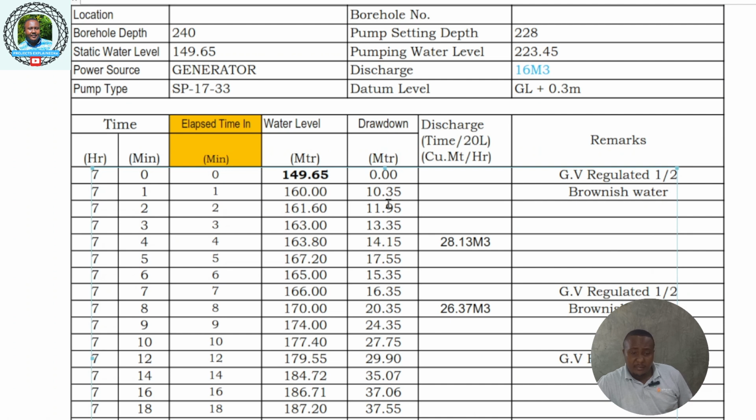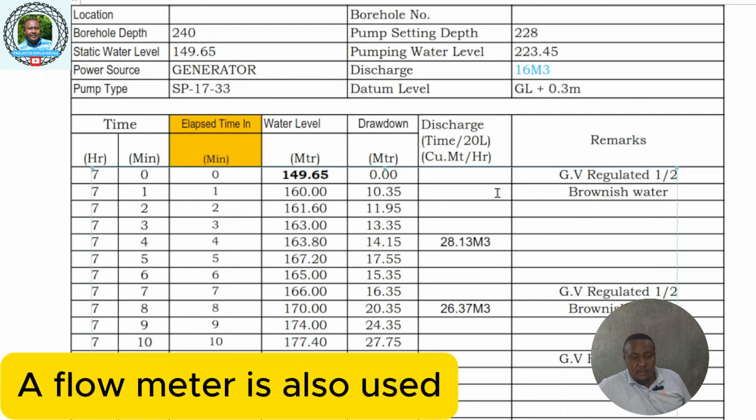The drawdown is the difference between the static water level and the pumping water level. So the drawdown will keep increasing until you get to the last reading of the pumping water level, and you'll always be recording the discharge in meter cube per hour. The mode of test here is time against a 20-liter bucket. You set a stopwatch and record how many seconds it takes to fill a 20-liter bucket. The figure you divide by 72 and get the yield of the borehole.